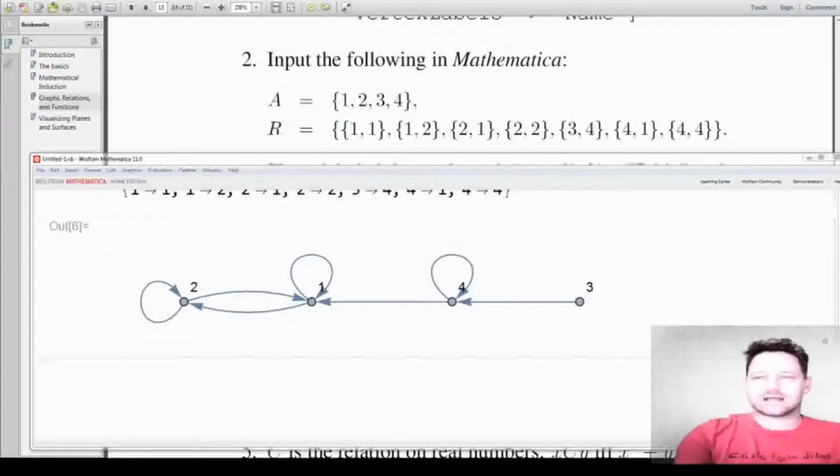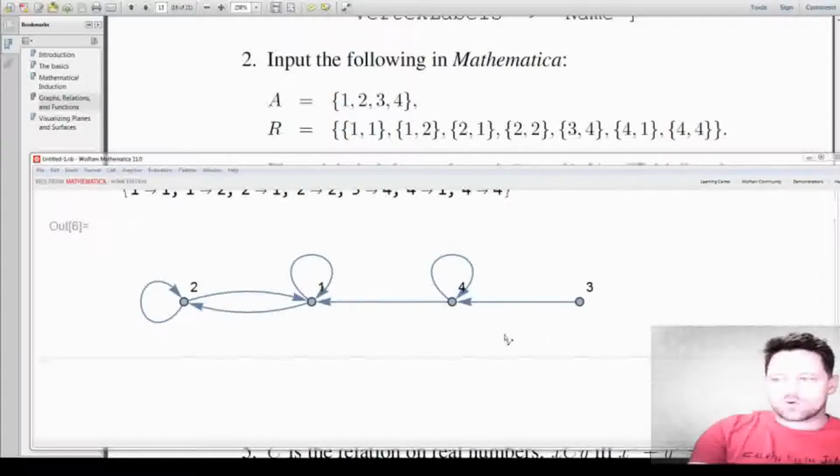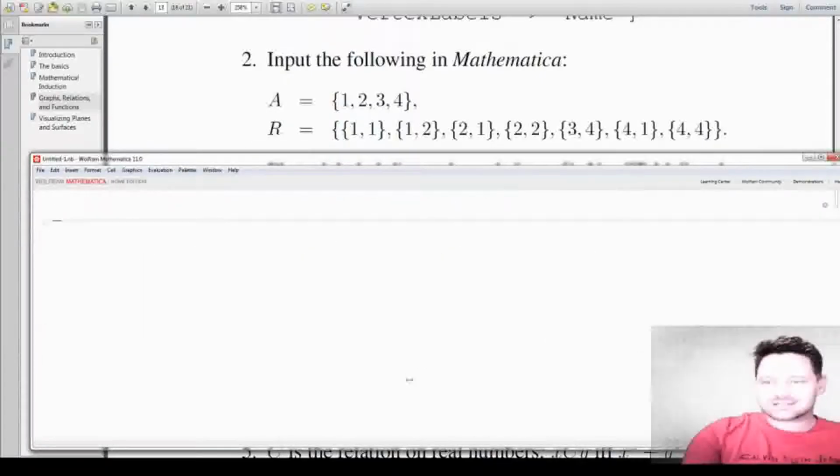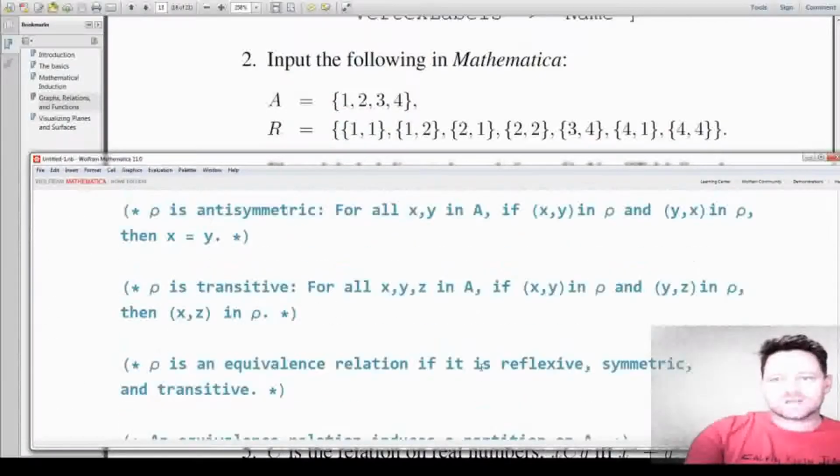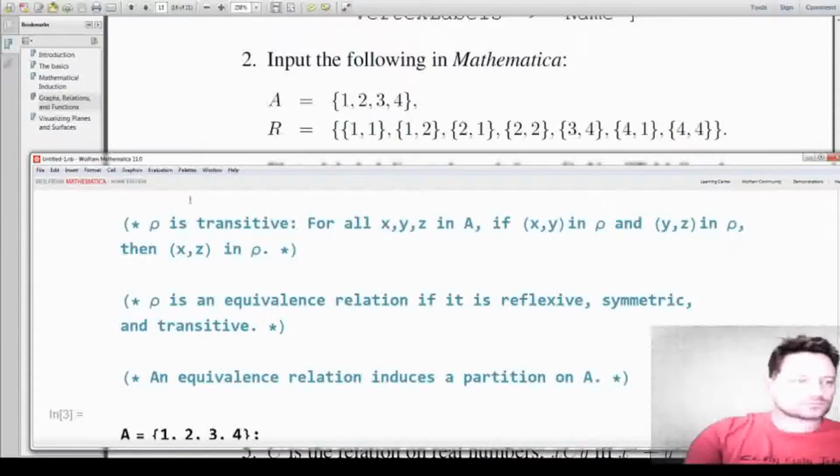Okay, so let's consider these problems. Last time we had drawn a directed graph from this set of relations, and it turned out to look like this. Remember what an equivalence relation is. Let's have a look. Rho is an equivalence relation if it is reflexive, symmetric, and transitive.